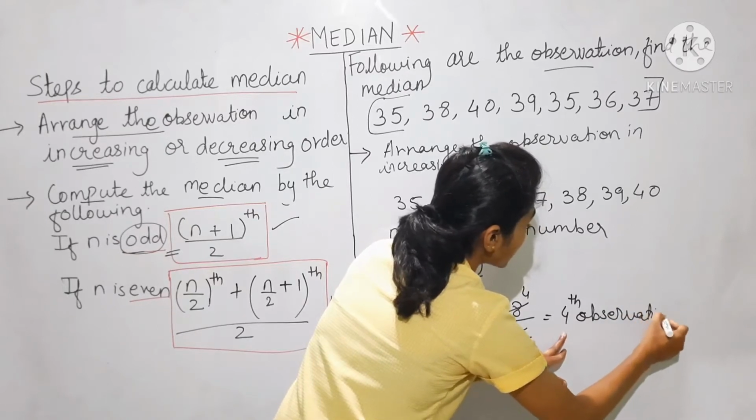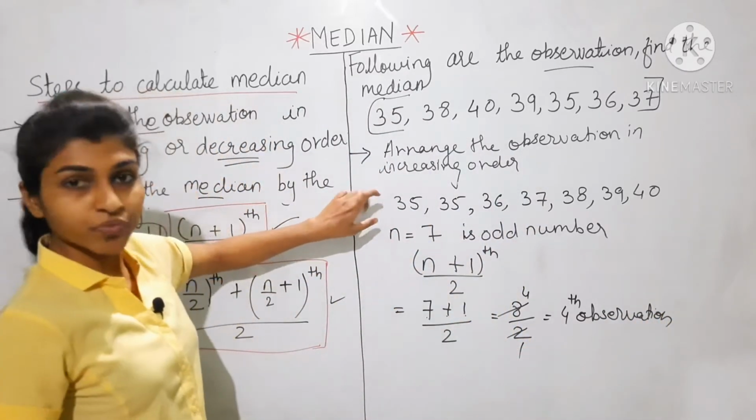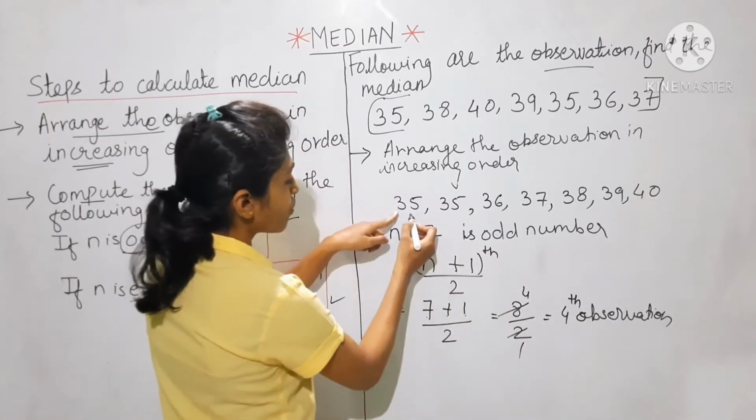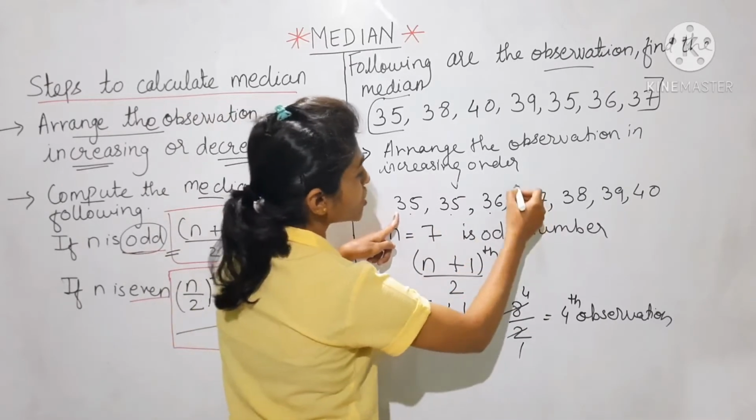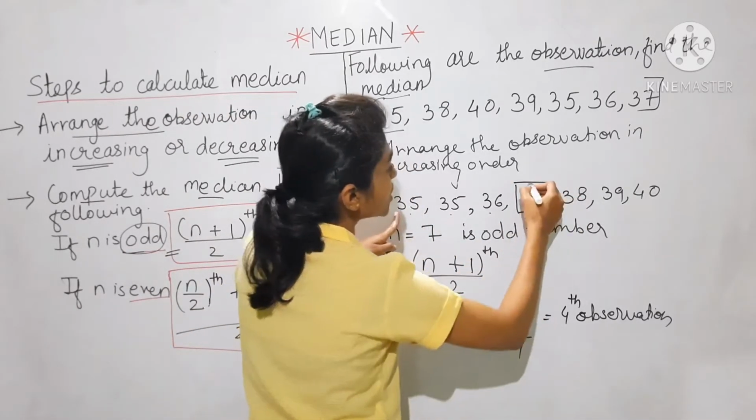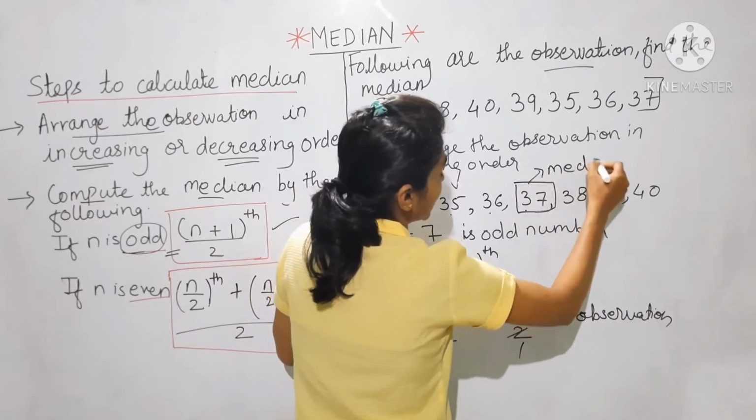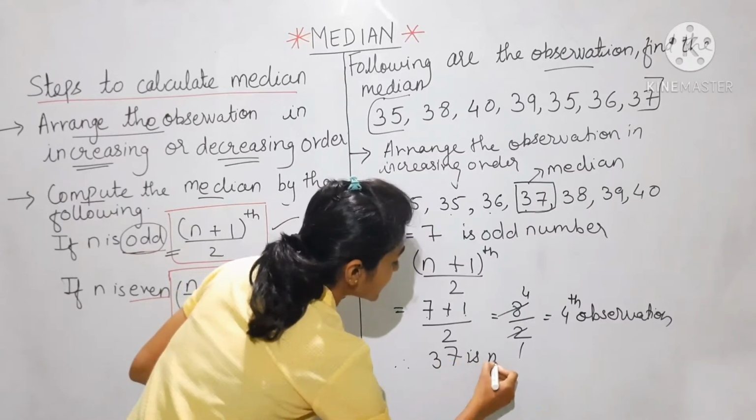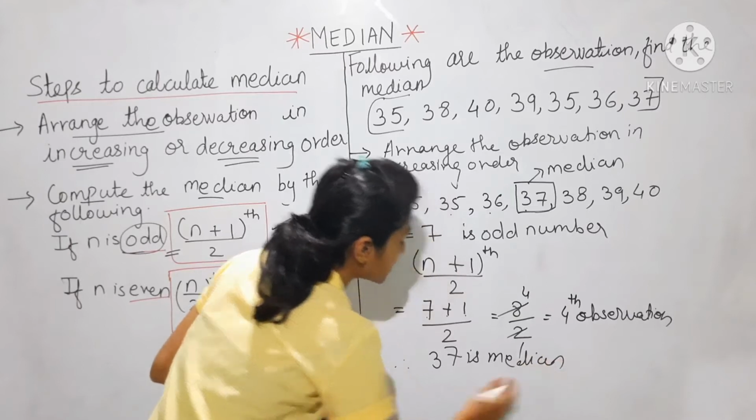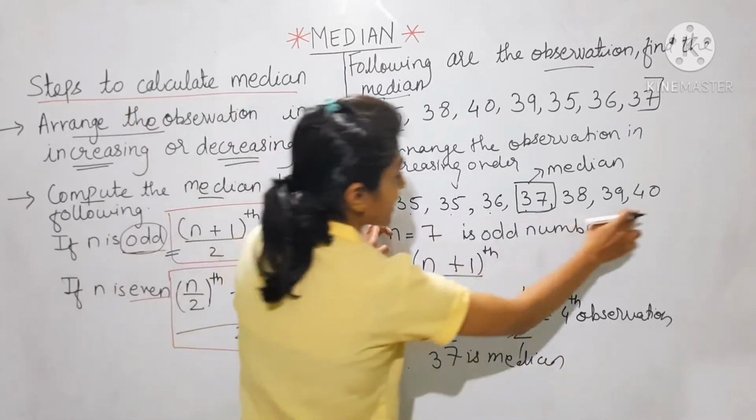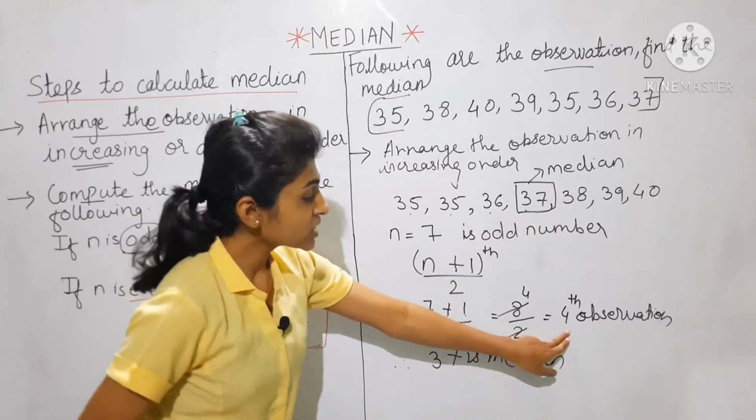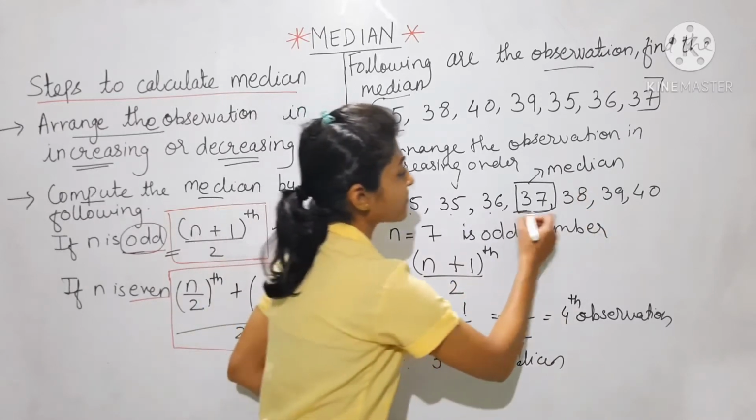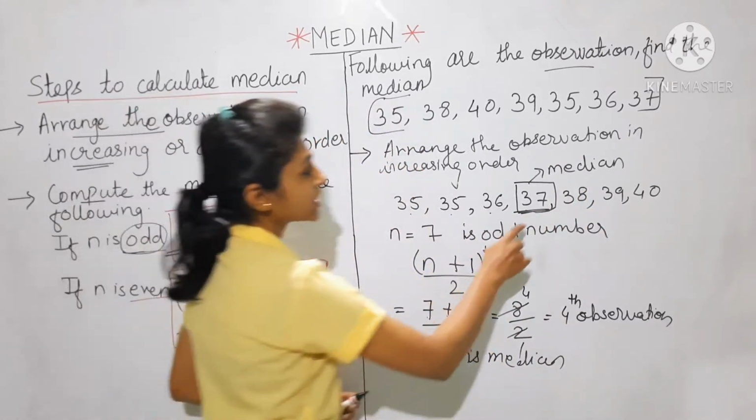So fourth observation. So now in this data, in this observation, count the fourth number, means fourth observation. 1, 2, 3, 4. So this is what? The fourth observation. So this will be median. Therefore 37 is median, or median is equal to 37. In this data, the fourth observation will be called the median. So 37 is the answer, means 37 is the median.